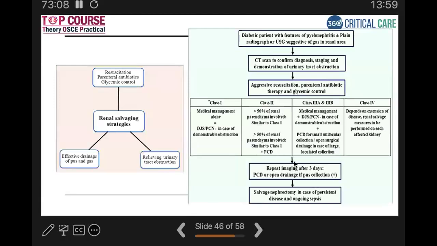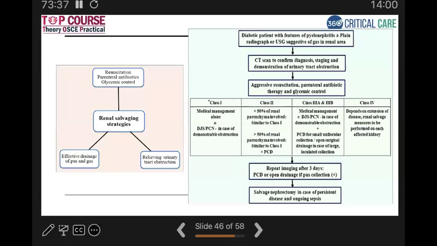How are you going to treat emphysematous pyelonephritis? After you stabilize the patient with airway, breathing, circulation, you have to mainly concentrate on renal salvaging therapy. The kidney is turning into balls of gas, right? So you are going to save the kidney which is functioning well, and the part of the kidney which is functioning well. Your goal should be renal salvaging therapy.